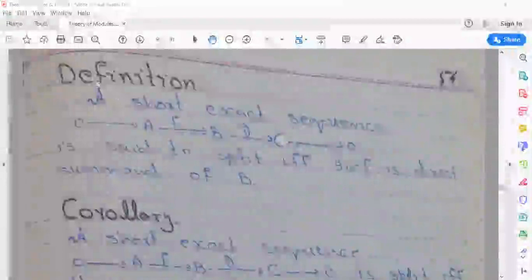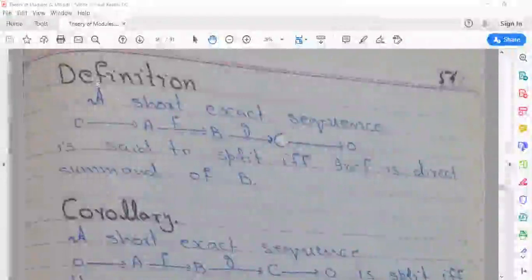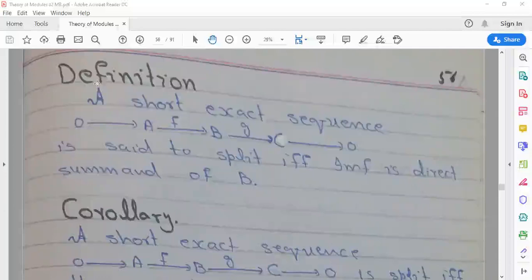Bismillahirrahmanirrahim. Today is our lecture number 21, and we have started the definition of split. Definition: a short exact sequence like this. In the last three lectures we also studied what a short exact sequence is. So this is a short exact sequence.